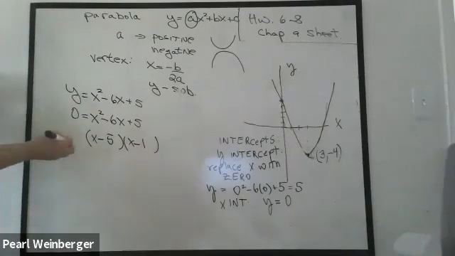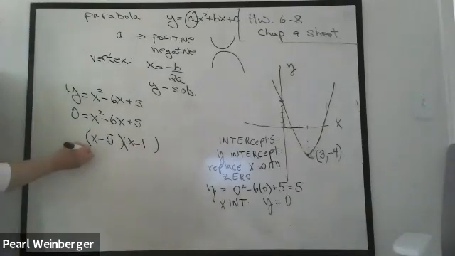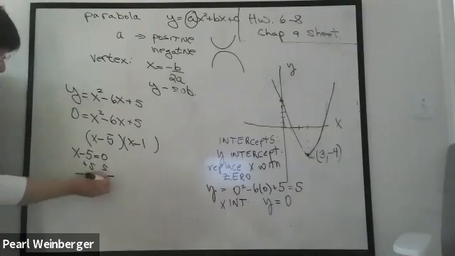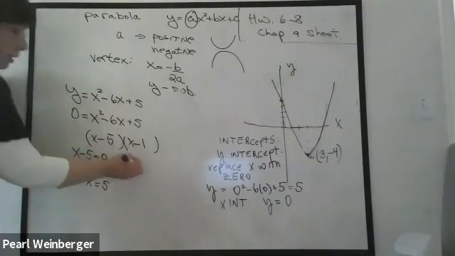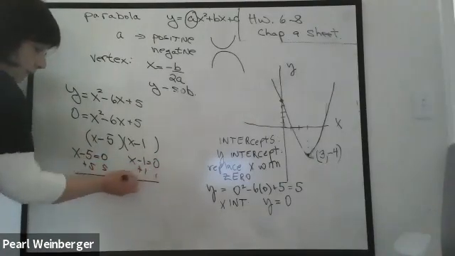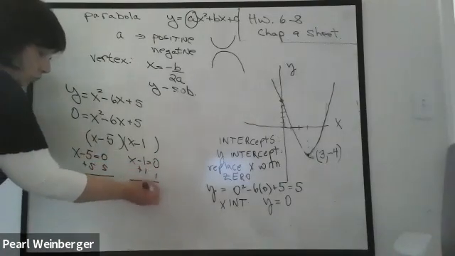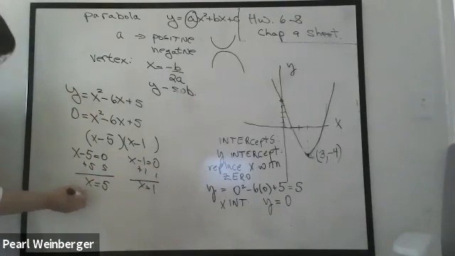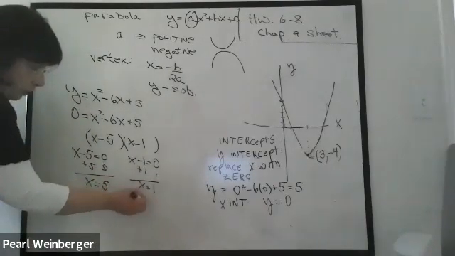And then we set each of these equal to 0, so I get x minus 5 equals 0. So x equals 5 is one answer. And x minus 1 equals 0 gives me x equals 1 as my other answer. In other words, I have 2 x-intercepts, one being the point (5, 0) and one being the point (1, 0).